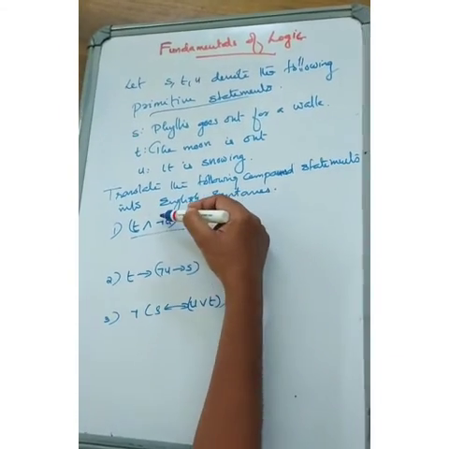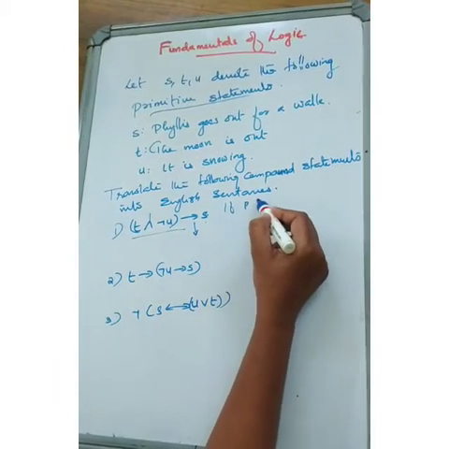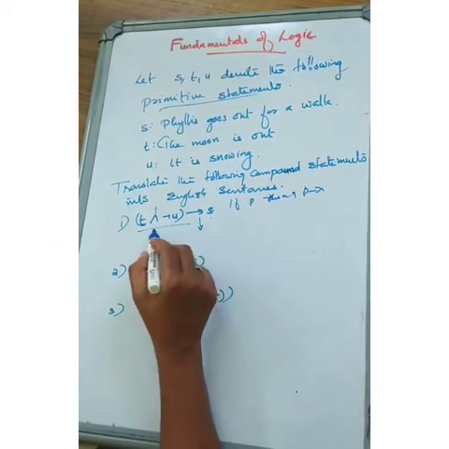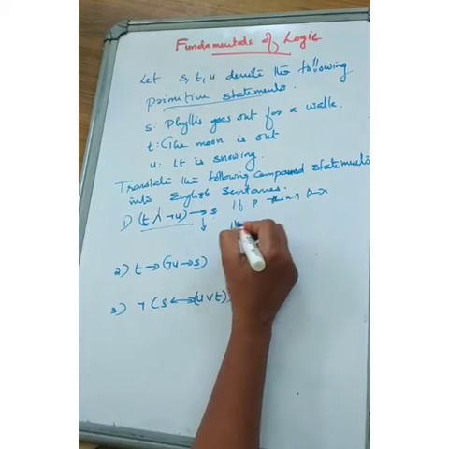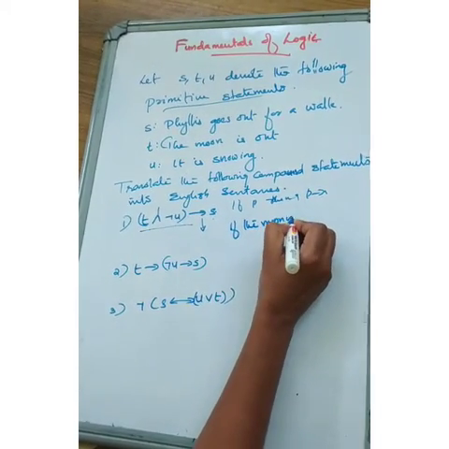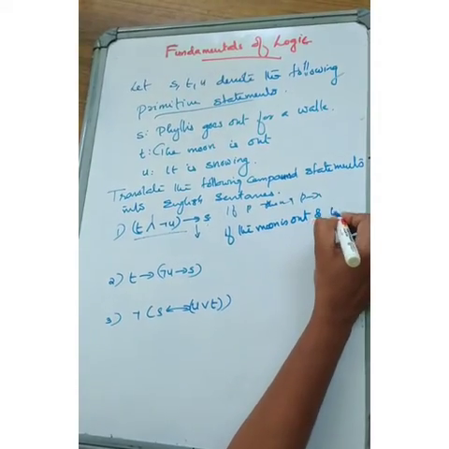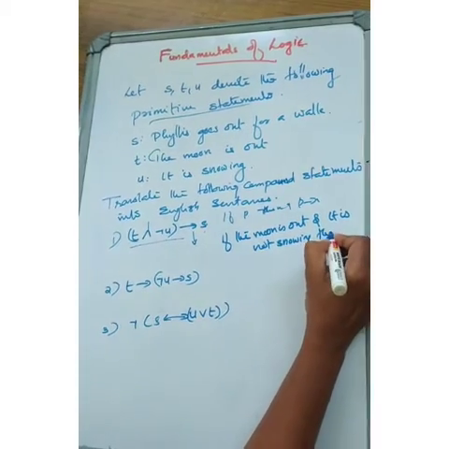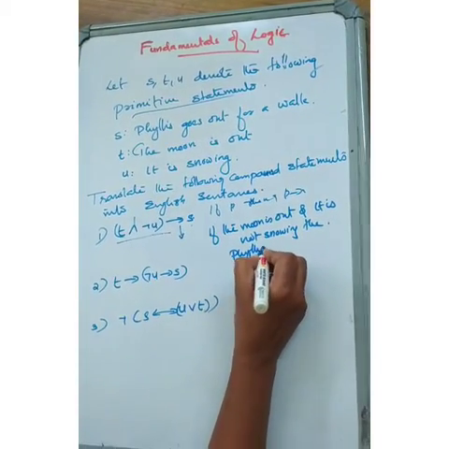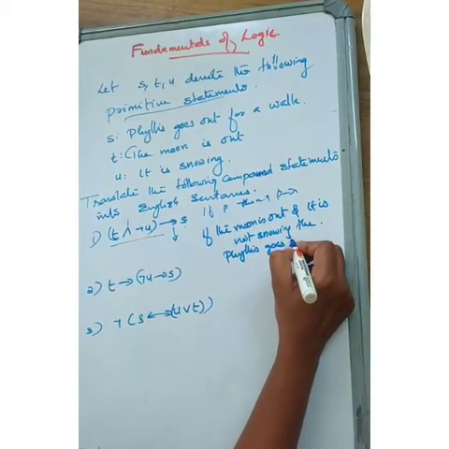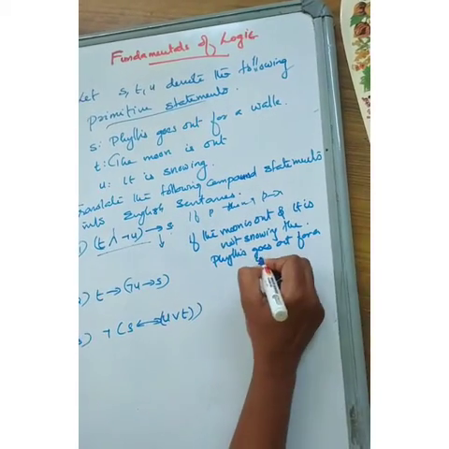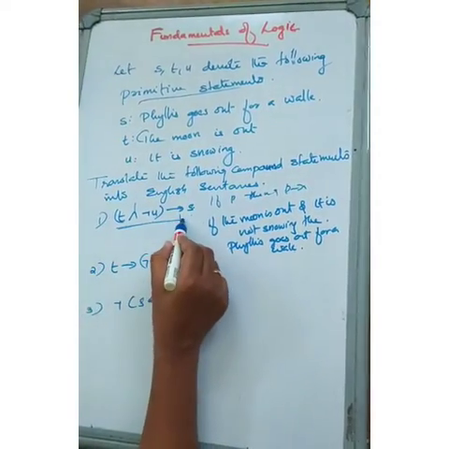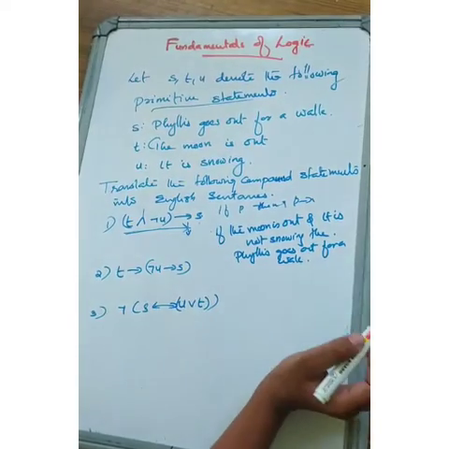Then this is a conditional. So this means if P then Q. Okay, that is the conditional statement, P implies Q. So if the moon is out and it is not snowing, then Phyllis goes out for a walk. Okay, this is the English sentence. This is how we are translating the compound statement into English sentences.